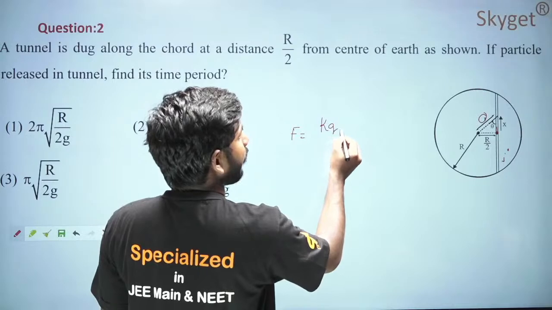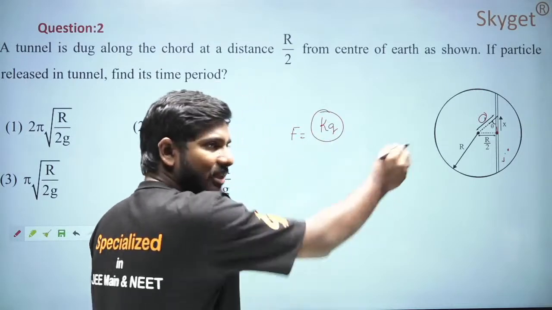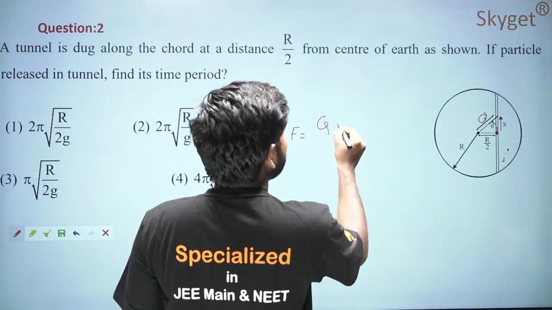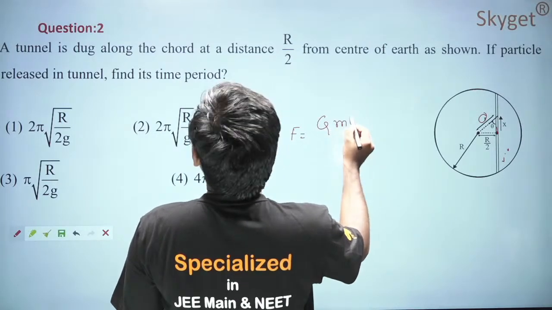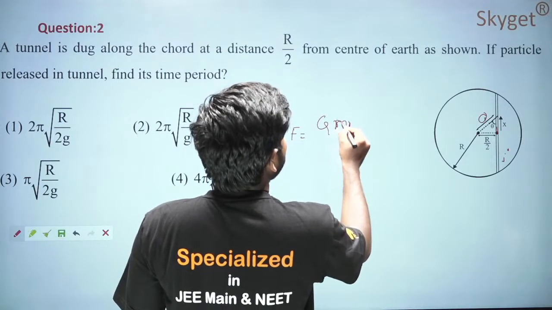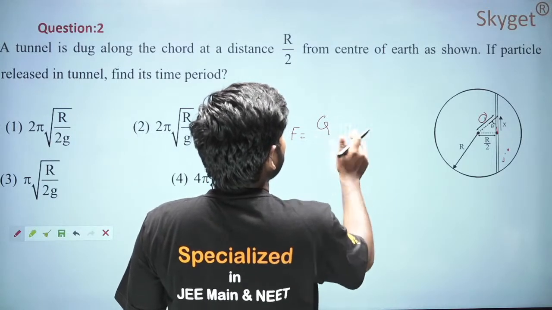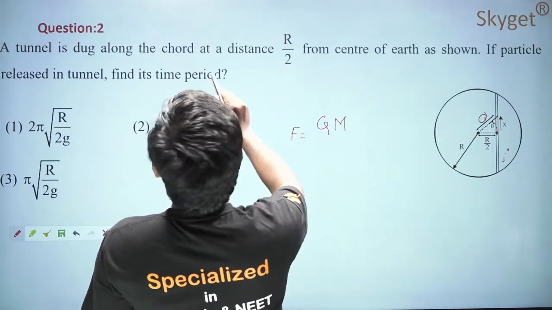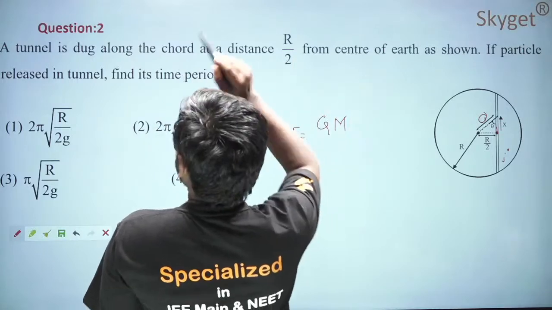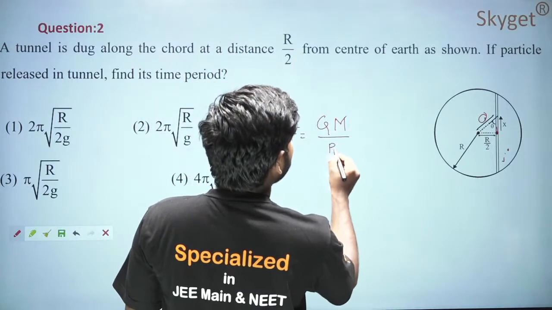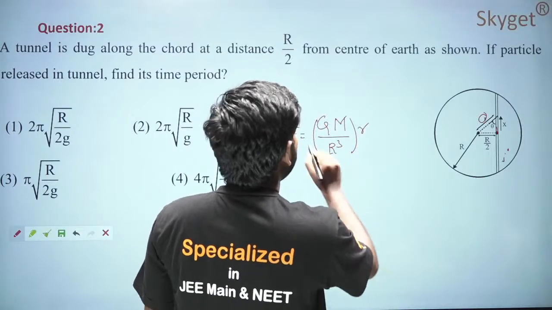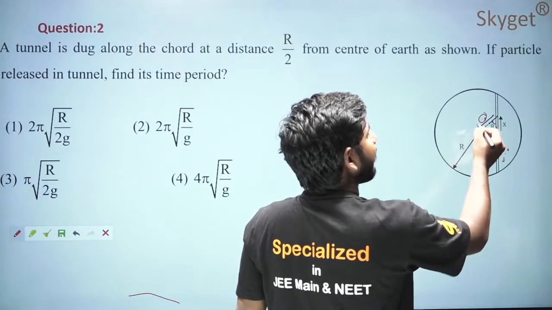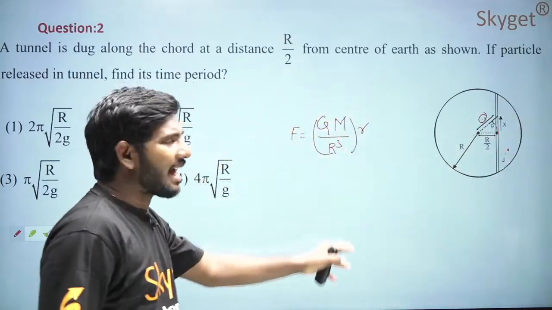k q, sorry, this is in electrostatics. Now here it will be G into capital M into small r. If the particle is... find the time period. So okay, G M by r cube into small r is the force on the particle, students, because at a distance of r from the center, what is the force, students? G M by r cube into r.